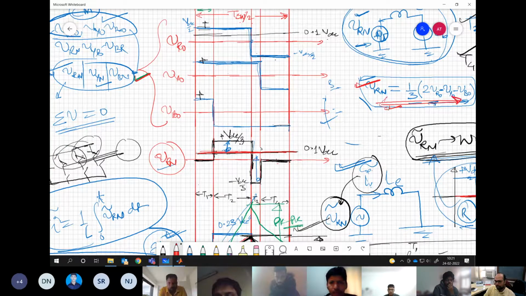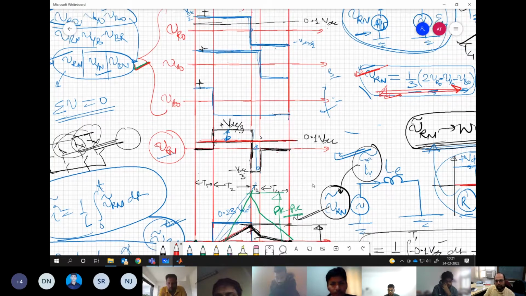This is always true, whether you go for 6-step or sine triangle or any other PWM technique. Now, once we have the VRN, we are trying to realize the average value of VR, which is the same as the average value of the pole voltage, and which is actually equal to M times VDC by 2. So we have taken this MR as 0.2. So the average value of VRO, which is shown here, is 0.1 VDC.